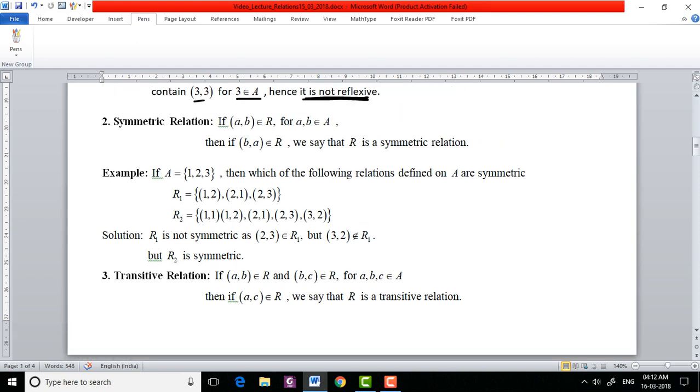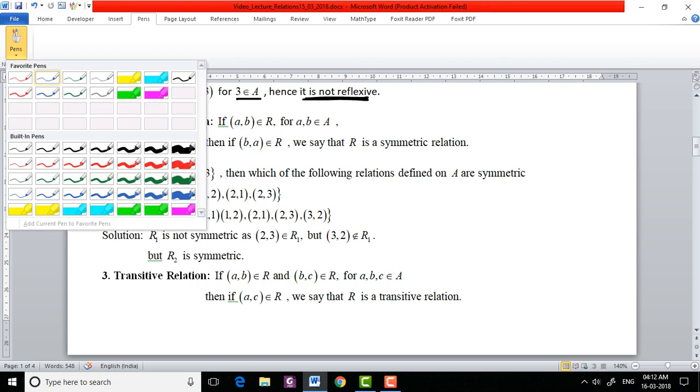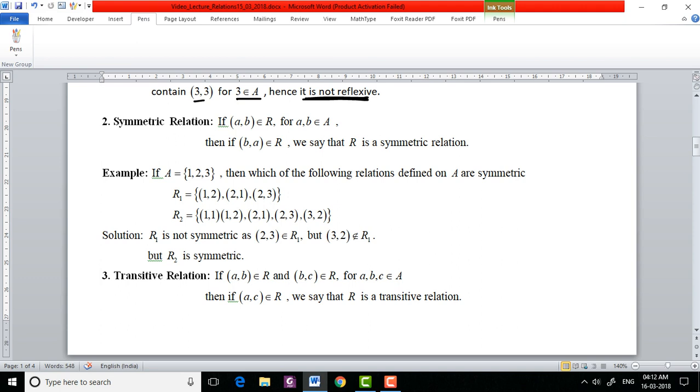Next type is a symmetric relation. Now, symmetric relation: if (A, B) belongs to R, for A and B belonging to set A, then if (B, A) belongs to R, we say that R is a symmetric relation. As the name suggests, for every (A, B) belonging to R, we need the symmetric element (B, A) belonging to R for R to be symmetric in nature. Let us take an example.